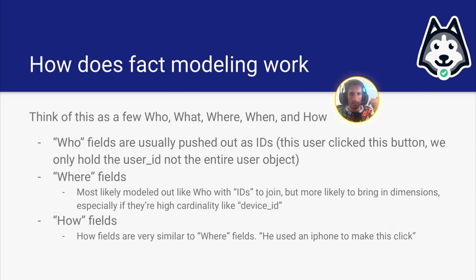How and where, a lot of the time in fact data modeling, are very similar because we're in this virtual world. So it's like he used an iPhone to make this click. Is the iPhone the where or the how? Because it was on the iPhone, I would say the iPhone in this case would be the how, and the where is going to be the where on the web page or in the app, or what button they clicked. That is more the where, and the how is more the methodology.